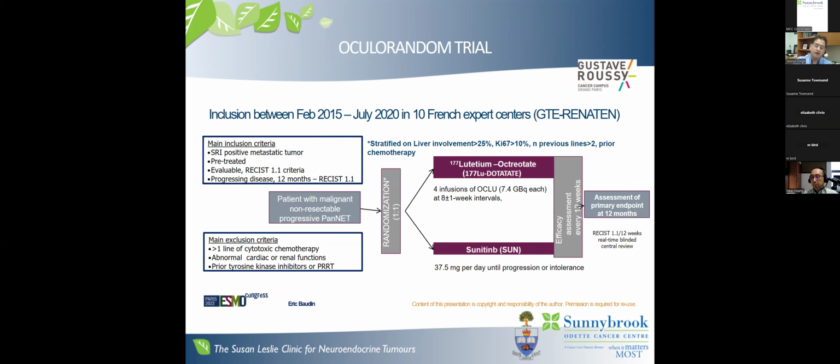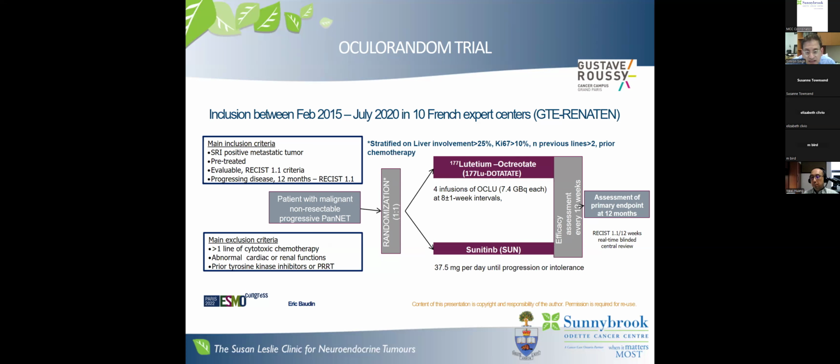So this trial, the NETTER-1 trial, after that got approval in the United States and got Health Canada approval for the treatment of small bowel and pancreatic neuroendocrine tumors. We now have funding in Ontario for both small bowel and pancreatic neuroendocrine tumors, but there was some debate because the trial itself didn't include pancreatic neuroendocrine tumors. So I wanted to bring up this one trial from France called the Ocular-Random trial, which looked at patients who had pancreatic neuroendocrine tumors who'd been pre-treated and had progressive disease, and they were then randomized to receive lutetium dotatate versus sunitinib, which was a common oral agent we use for pancreatic neuroendocrine tumors.